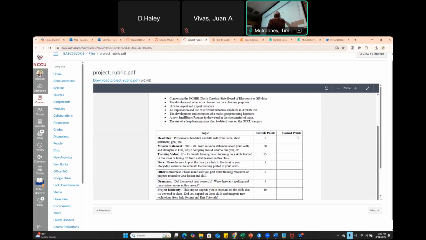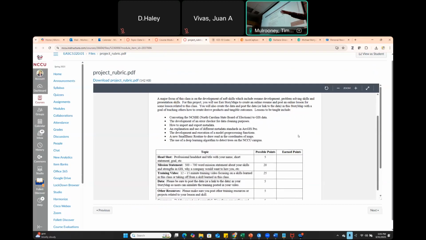And so what we're going to do here is we're going to create an Esri story map. Okay, story map, you log in using the same exact credentials that we have, but all it is, is just a web page. And in this story map, what you're going to do is you're going to teach us a lesson on how to do something. Record a video, insert a map, solve a problem, whatever you want to do. And I've got a rubric for what we're going to do.